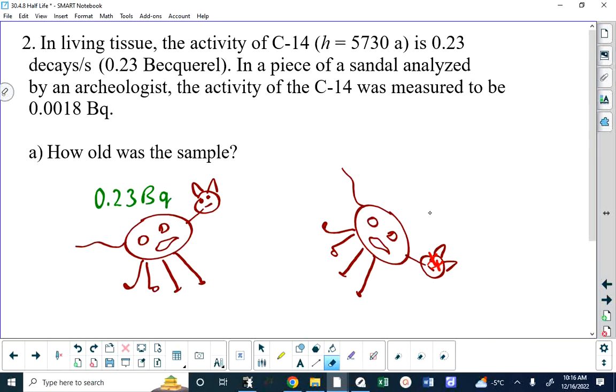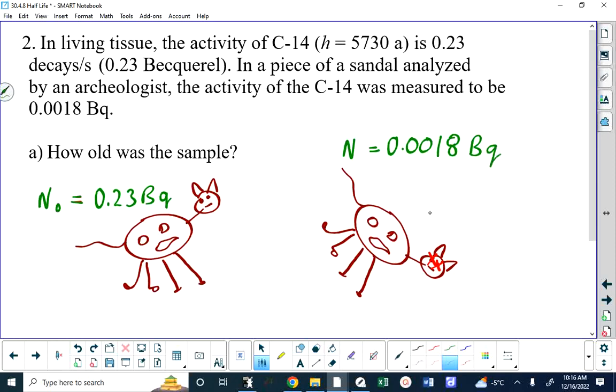So the question is, how long does it take for the activity of carbon-14 to go from an initial amount to a final amount of 0.0018 becquerel? This is the question. The spots on the cow almost look like a face. That wasn't intentional.